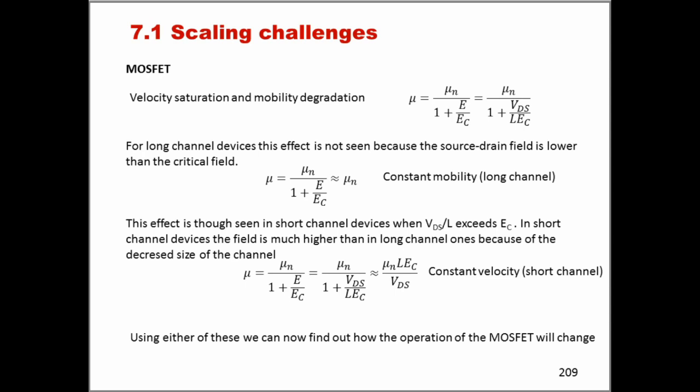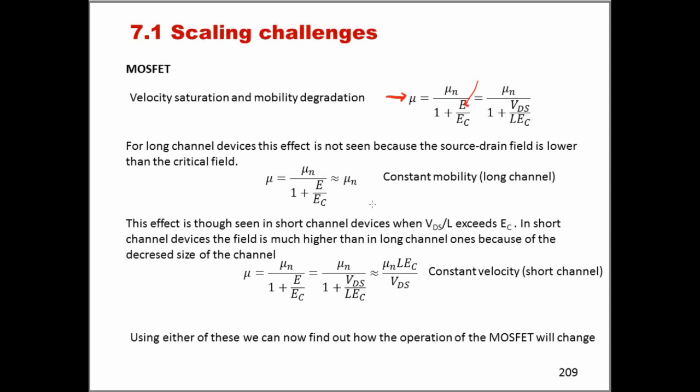So in order to understand that, let us explicitly write down our mobility here, according to the term we just mentioned, so μn over 1 plus E over EC, and we will write explicitly now the electric field as VDS over L. So remember, L is the length of the channel and VDS is the voltage difference applied across the channel.